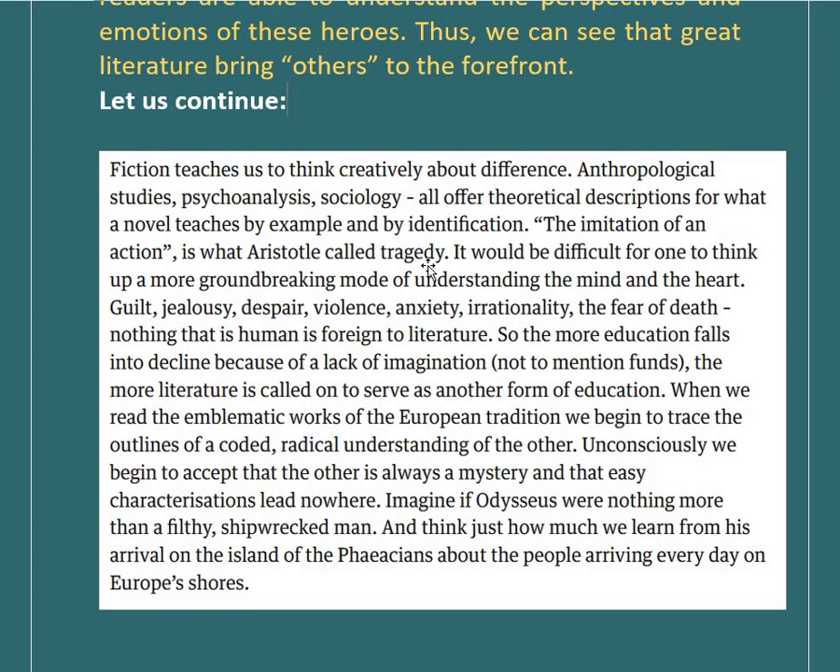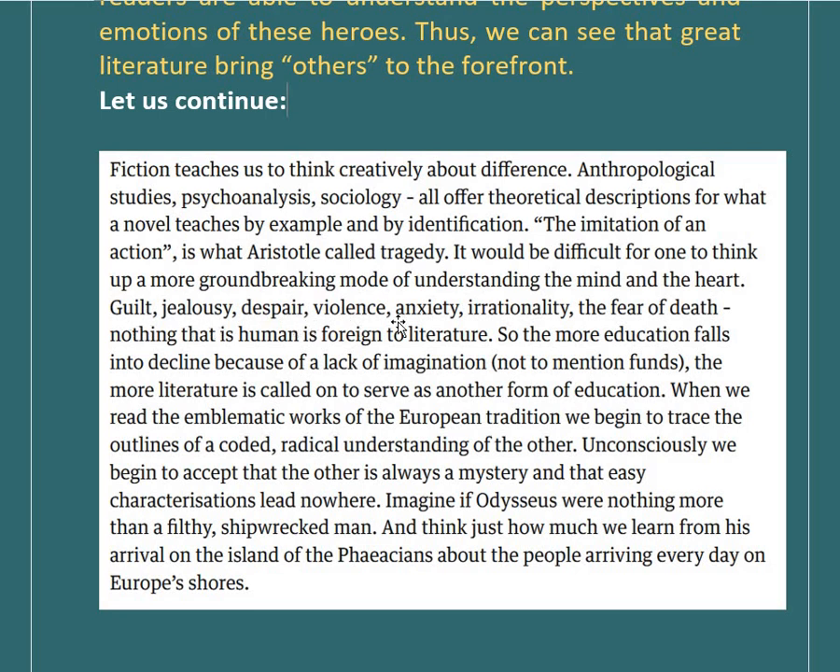See, imitation. Every art will try to imitate the life. That was an observation by Aristotle. Similarly, literature imitates life. It would be difficult for one to think up a more groundbreaking mode of understanding the mind and the heart. So you will not be able to find another method of understanding mind and heart other than literature. Groundbreaking means innovative.